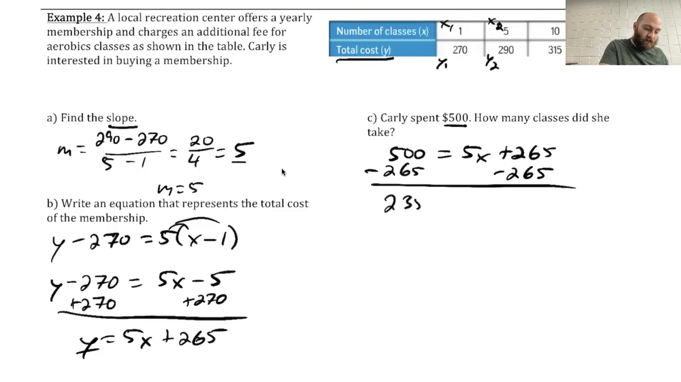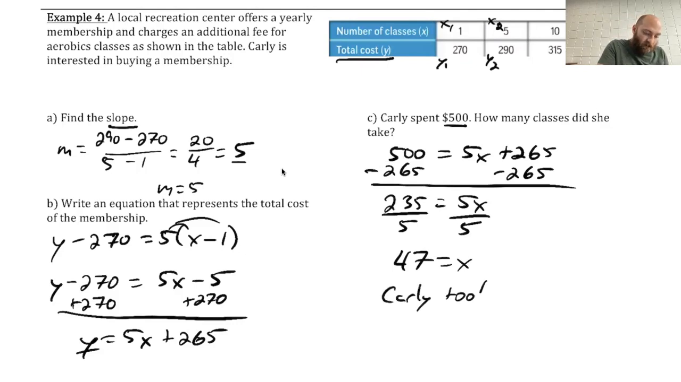And then we can divide both sides by 5. And I get 47. So how many classes did she take? Carly took 47 aerobics classes. There's my answer with context.